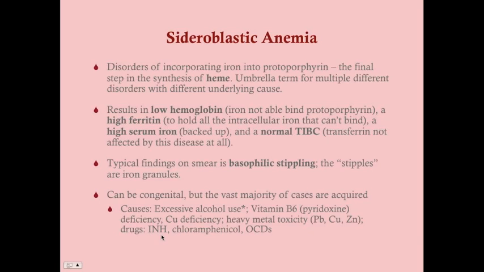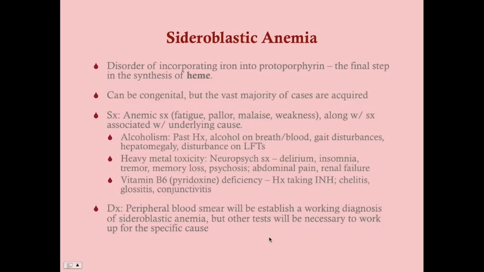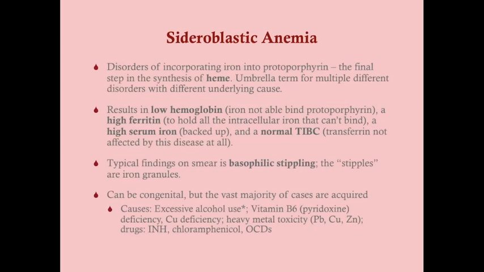Sideroblastic anemia is common, though, to all of the porphyrias. It can be congenital, but the vast majority are acquired. The symptoms will include anemic symptoms because we're not getting the production of hemoglobin. This is common to all of these diseases we're talking about, along with symptoms associated with the underlying cause. So what is the underlying cause? Well, we just talked about it. Excess alcohol use, vitamin B6 deficiency, copper deficiency, heavy metal toxicity, isoniazid, chloramphenicol, oral contraceptive drugs.